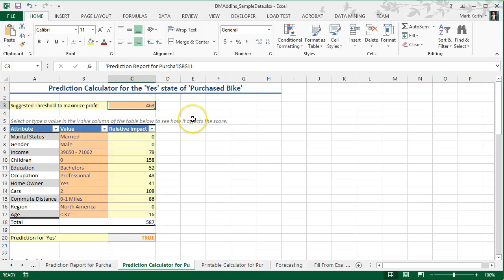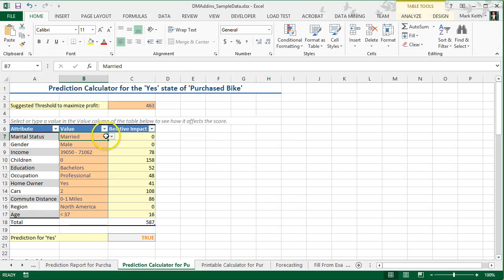Now we've got our suggested threshold, and this is our calculator for each person. So let's say that someone comes into my store and I start talking to them, not that you would probably do this, but I could get to know them, and say, okay, you're single, you're female, your income is very high, your children, we'll put in the middle of the road there, your education's very high, graduate degree, occupation, clerical, cars, 4.